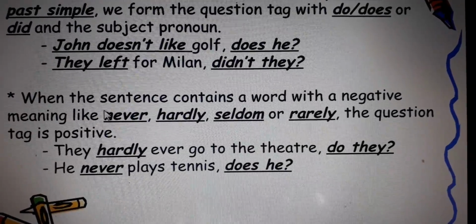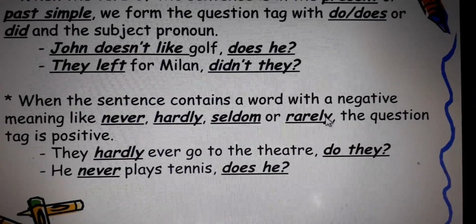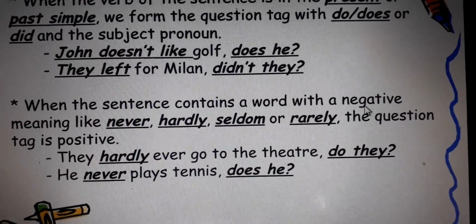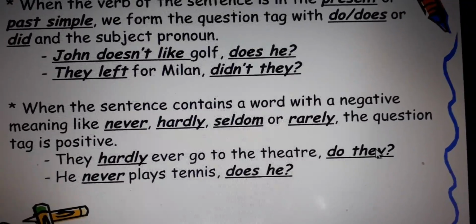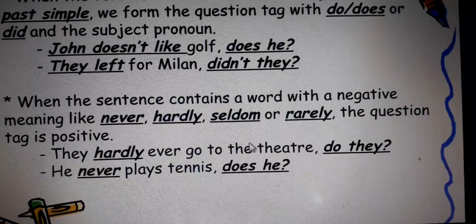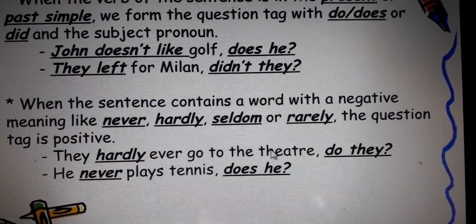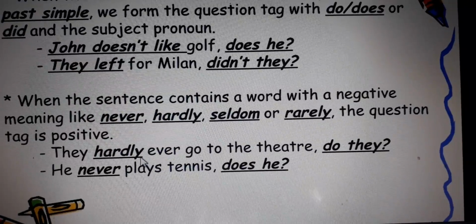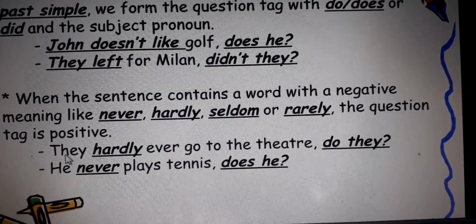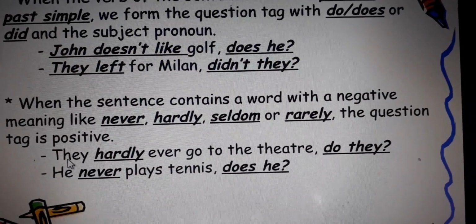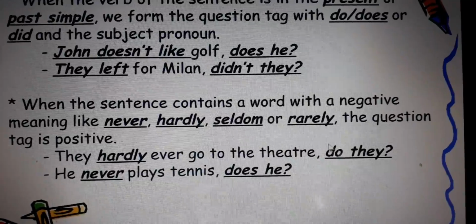As the sentence is indicating negative meaning, you are going to provide a positive question tag. Okay, so: They hardly ever go to the theater. It is present tense. We'll see the subject. They is plural, and with the plural we use do. Do they, with a question mark. They is a pronoun, it will come as it is.